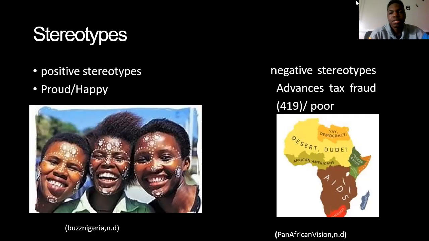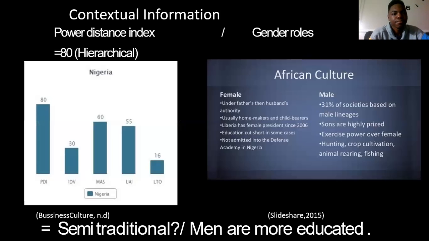So that is one. Let's go to the next slide. Okay, so now we have contextual information. We have the power distance index and the gender roles. Here our power distance index is 80, which is hierarchical, because all of our positions, everything there, we work in an organizational hierarchical system. That is just how it works in Nigeria. And over time, we just seem to grow over it. Those who want to succeed have to work hard and climb up generally.